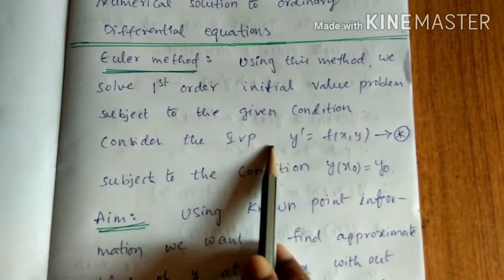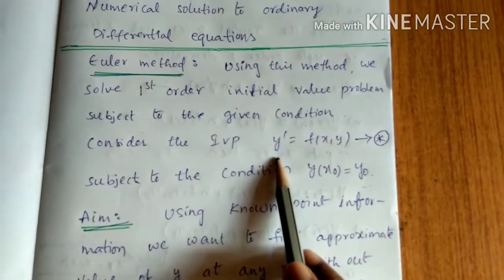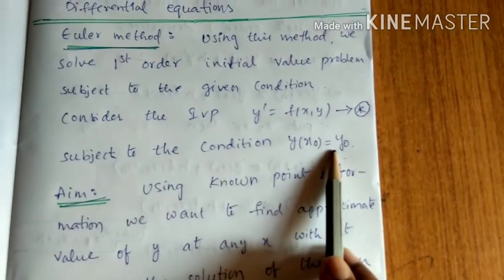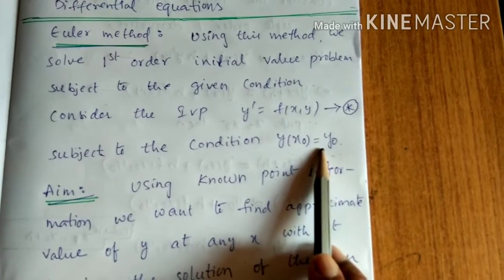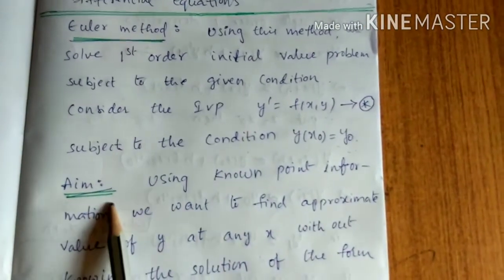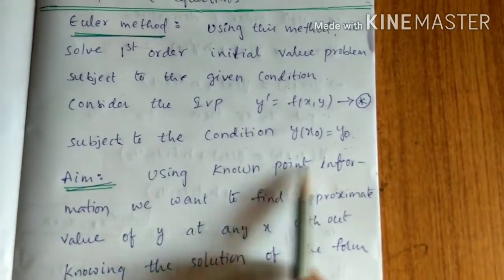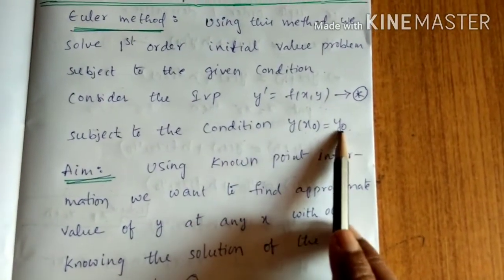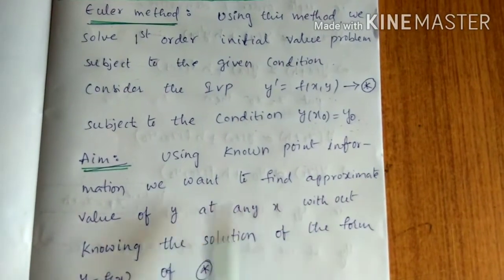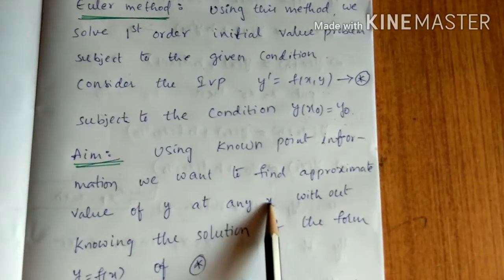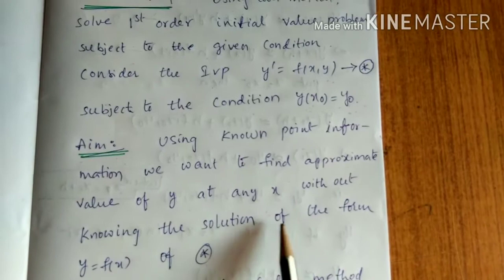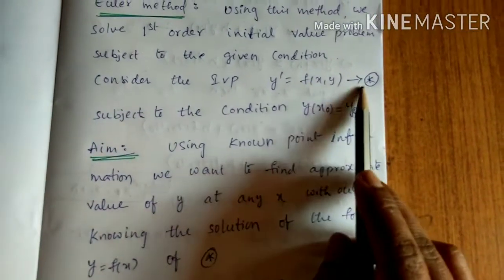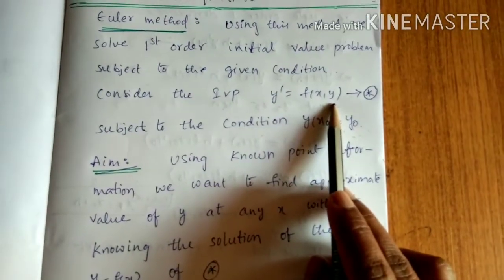Consider the initial value problem of the form y dash equals f of x comma y, subject to the condition y of x naught equals y naught. Our aim is, using known point information, that means using x naught, y naught, we want to find approximate value of y at any x without knowing the solution of the form y equals f of x. Star is nothing but y dash equals f of x comma y.